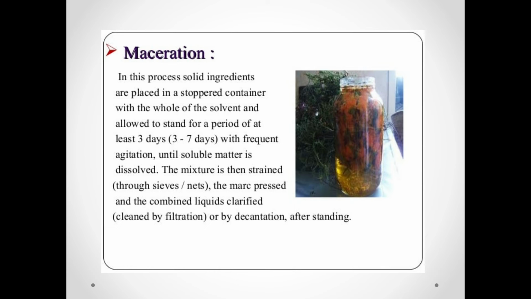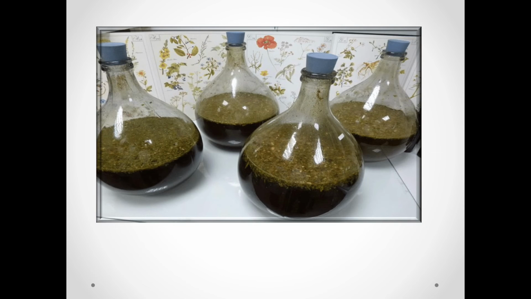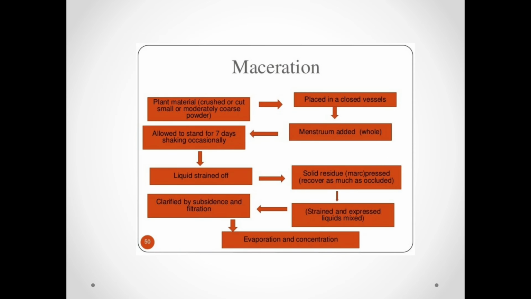So in this process, solid ingredients are placed in a stoppered container with the whole of the solvent and allowed to stand for a period of at least 3 days, that is, 3 to 7 days is the criteria for maceration, with frequent agitation until the soluble matter gets dissolved. The mixture is then strained through a sieve or nets, the marc pressed, and the combined liquid clarified, that means cleaned by filtration or by decantation after standing. This is again the image or figure in which we can see the maceration process.